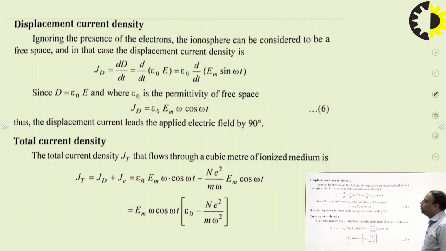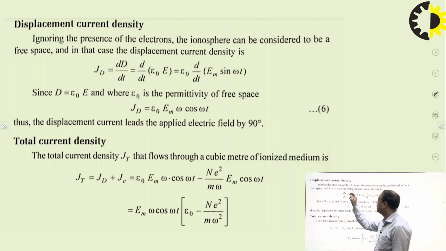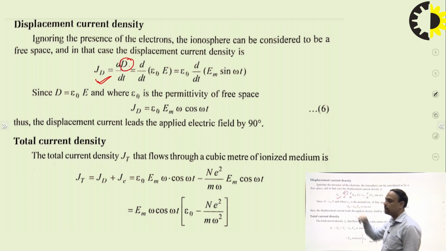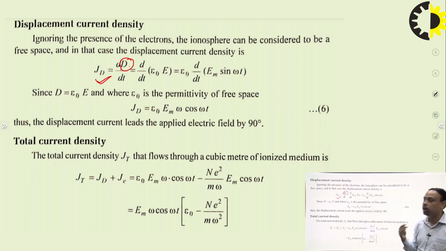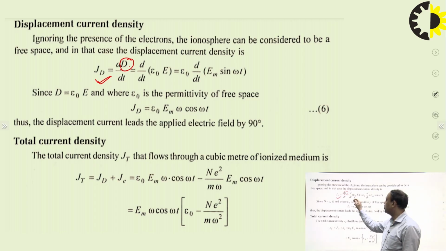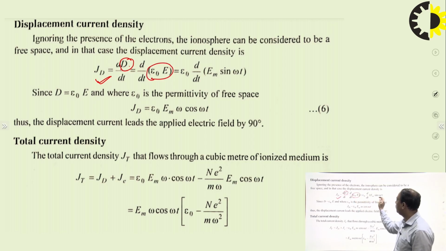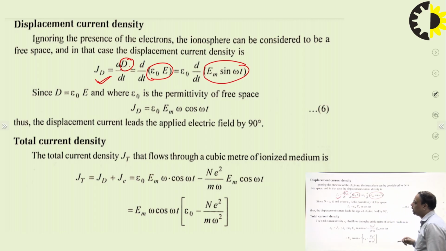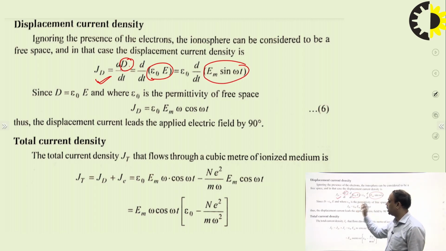Now for the displacement current, or we can say the diffusion current, the value of Jd is nothing but dD over dt, where D is the flux density generated due to the field applied. Then D is equal to epsilon naught times E. This is the formula, D is equal to epsilon naught times E, and we have E equal to Em sin omega t. Now the previous one is the drift current, and the diffusion current or displacement current, Jd, is equal to epsilon naught Em omega cos omega t.